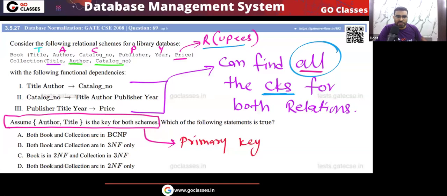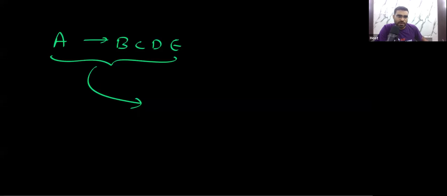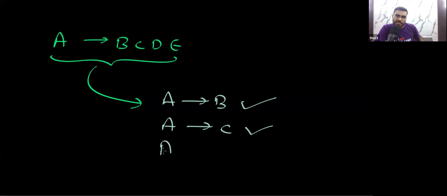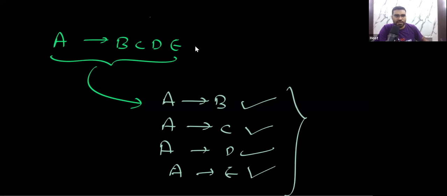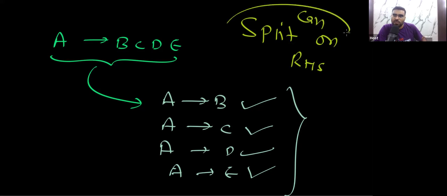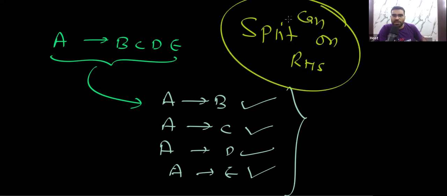You can split on the RHS. Agree with me? See, if you have A implies B, C, D, E, then it simply means you can split on the RHS: A determines B, A determines C, A determines D, A determines E. This is the functional dependencies rule that you already know: we can split an FD on the RHS.